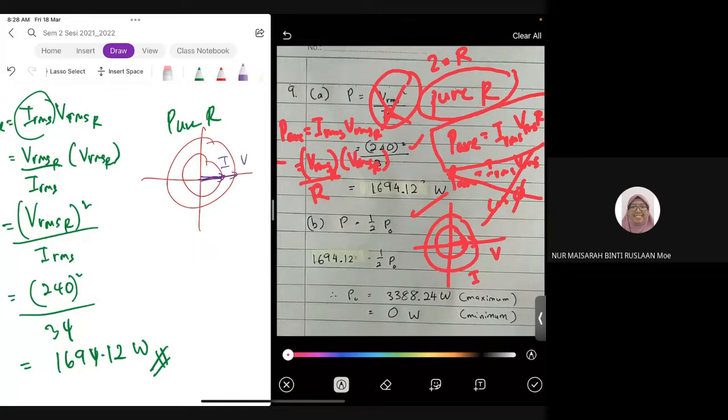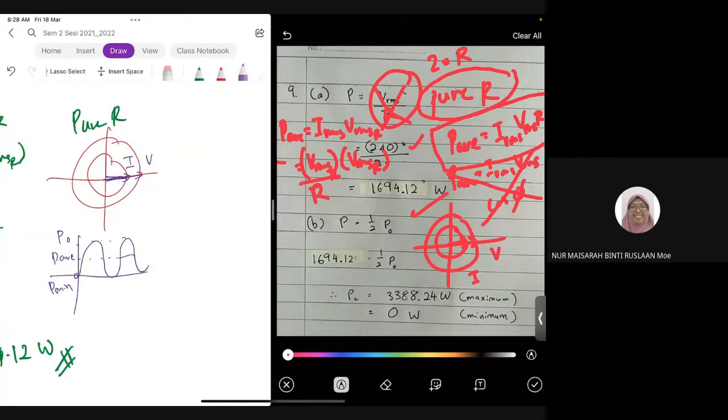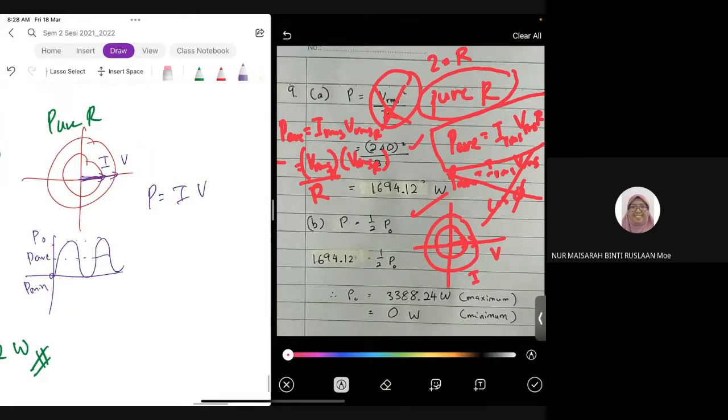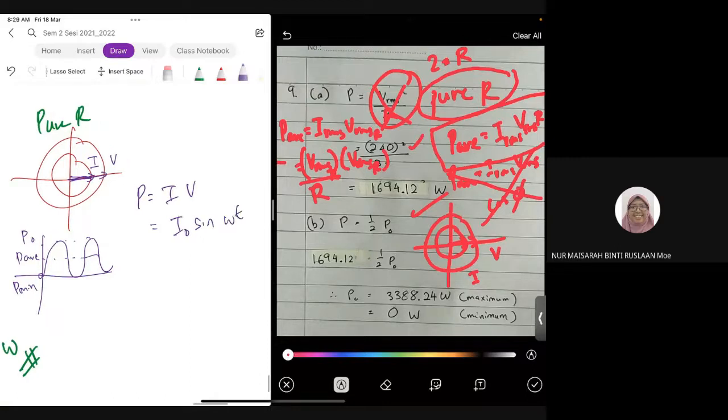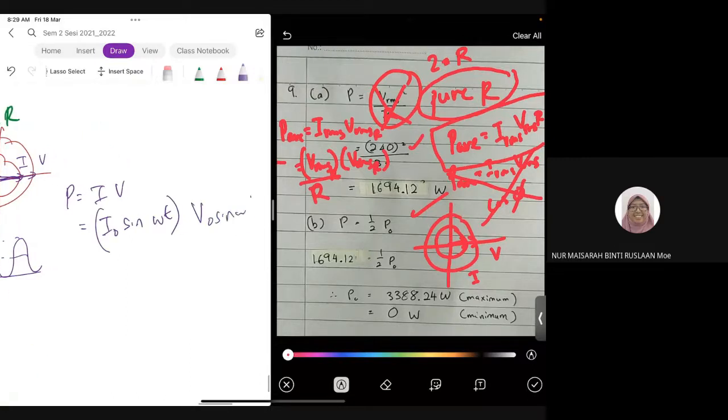Okey, lepas tu graf lepas tu dia punya power dia, graf dia semua ke atas. So ini P0. So P average dia adalah sini. P minimum dia adalah 0. Kenapa dia dapat ke atas? Sebab power sama dengan IV. Okay, so disebabkan dua-dua terbaring. So I0 sin omega T darab dengan V0 sin omega T. So dapat I0, V0 sin. So dapatlah sin squared omega T. So you akan dapat P0 sin squared omega T.